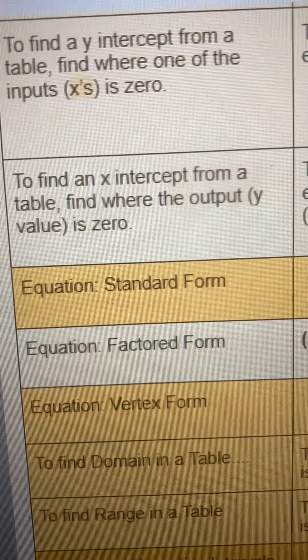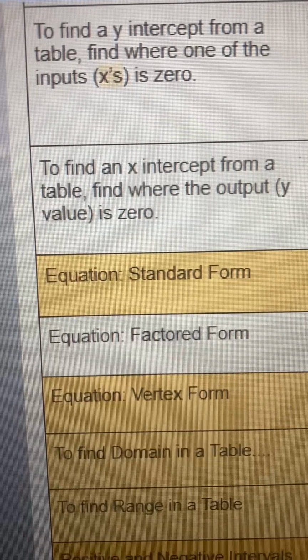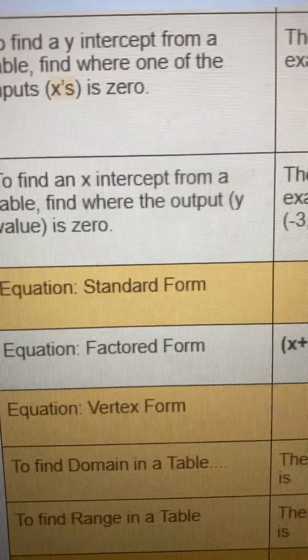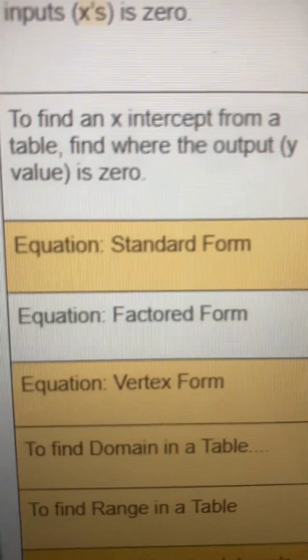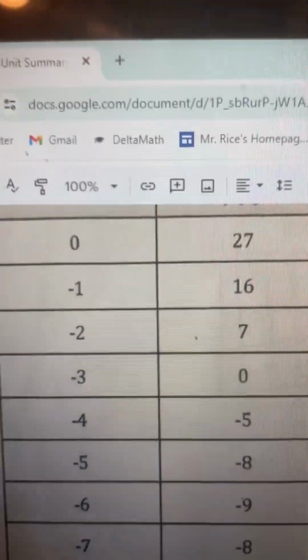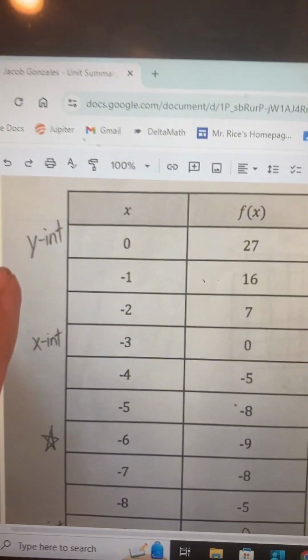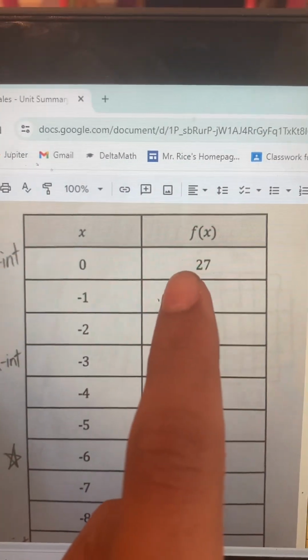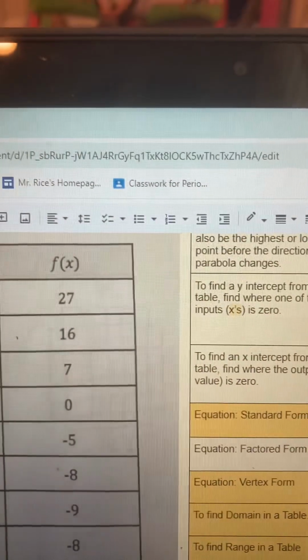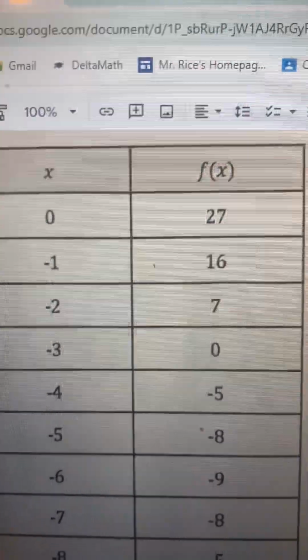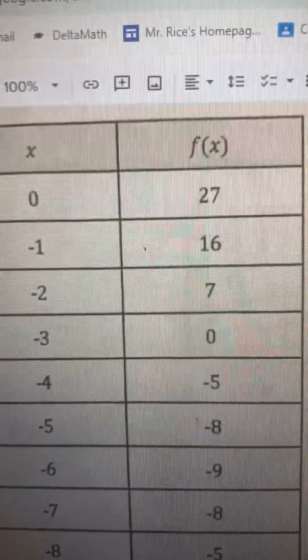for my example is -6. Now, to find an x-intercept from a table, you're going to want to find where the y value, also known as the output, is 0. Now, as you can see, I have my y-intercept up here. I have it labeled 0 and 27. My input is 0, and my output is 27, meaning that this is a y-intercept.